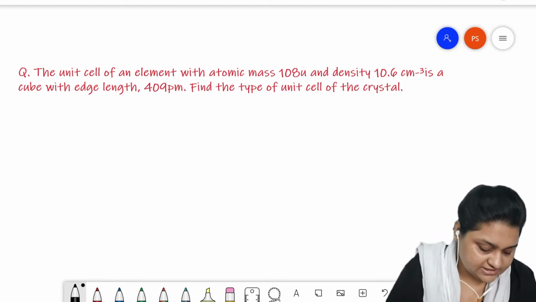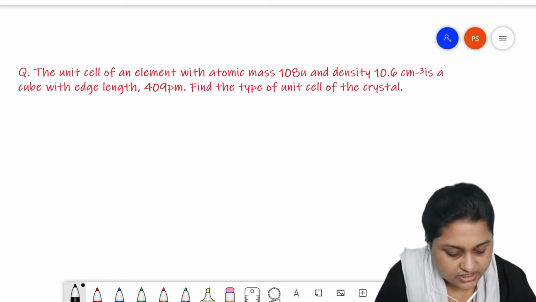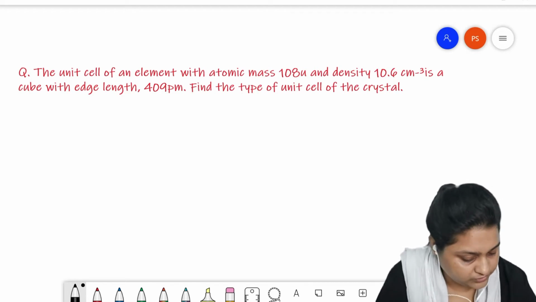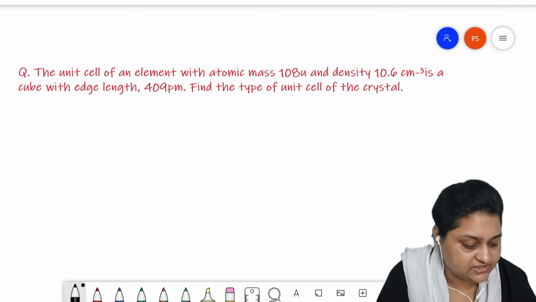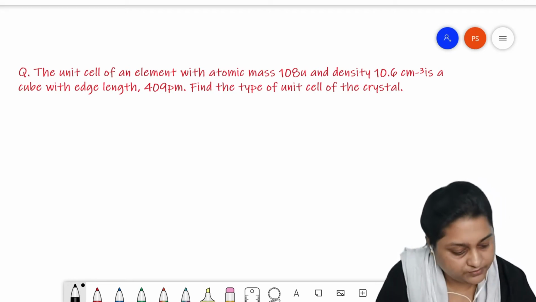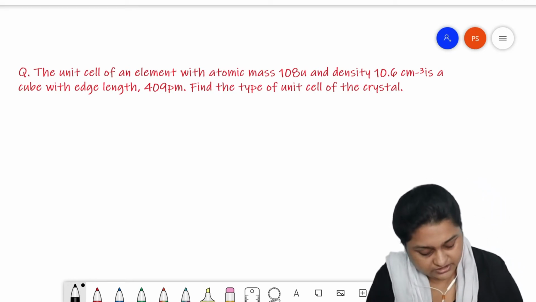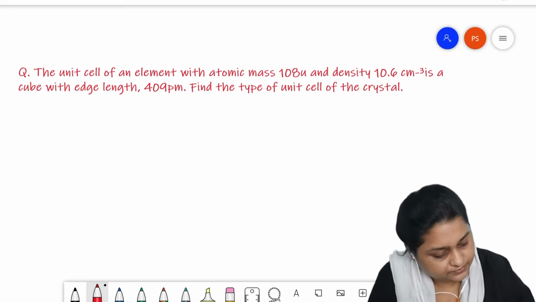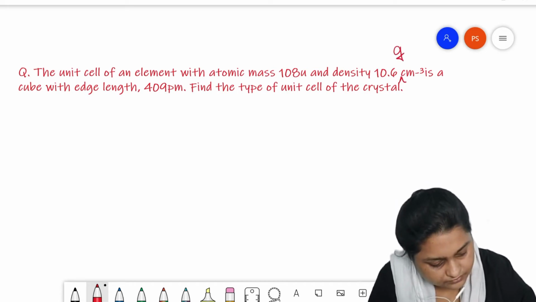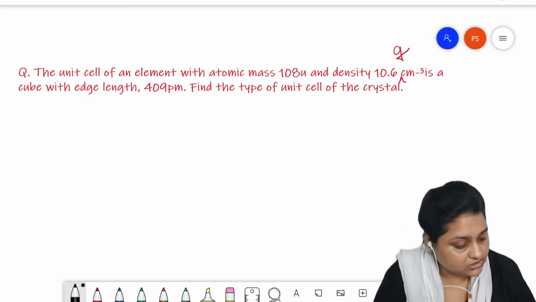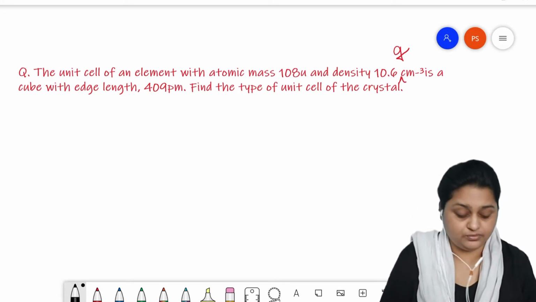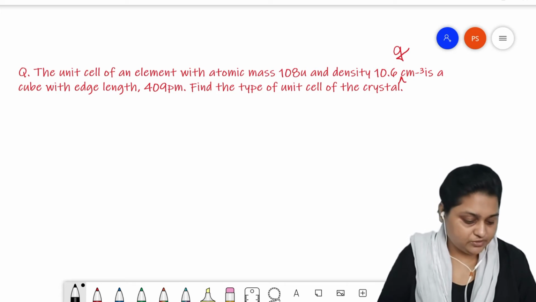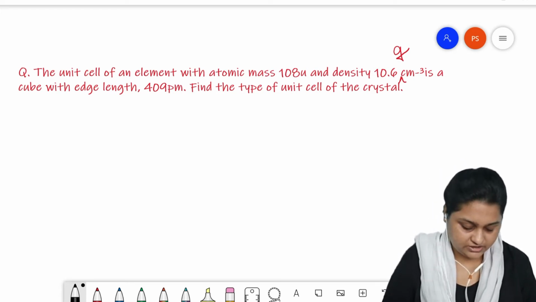The question says that the unit cell of an element with atomic mass 108 and density 10.6 gram per centimeter cube is a cube with edge length 409 picometer. Find the type of unit cell of the crystal.